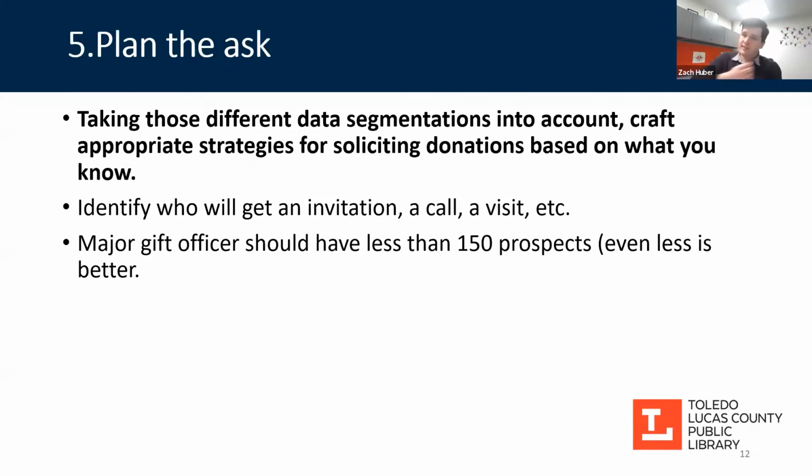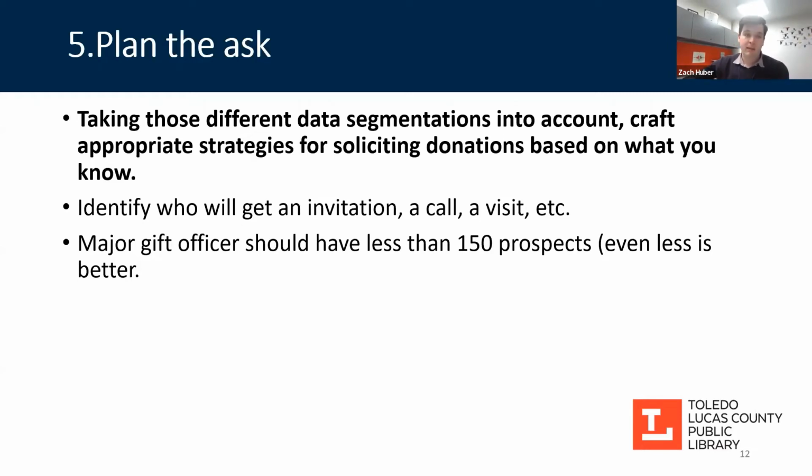Taking those different data segmentations into account, craft the appropriate strategies for soliciting donations based on what you know. At this point, you'll have a good idea of someone's capacity, and you'll know what size that ask can probably look like. You're not always going to get it right, and that's okay. That's a conversation that you'll have with a donor. Hopefully it's not something so outlandishly insulting, and that's why you've done the research. Then you can identify which donors are going to get an invitation, a call, a visit, those kinds of things based off of the information that you've received, and assign them to major gift officers if you have them.